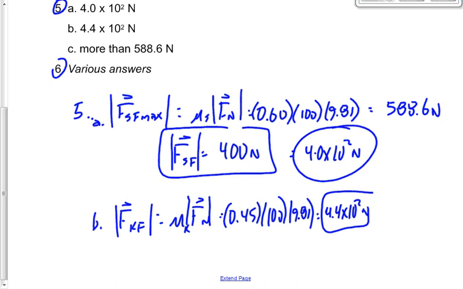Where would you want to have a high coefficient of static friction? Yep. I'm sorry? A drag race? Yeah, that'd be a perfect example, actually, between the tires and the road, right? Yep.